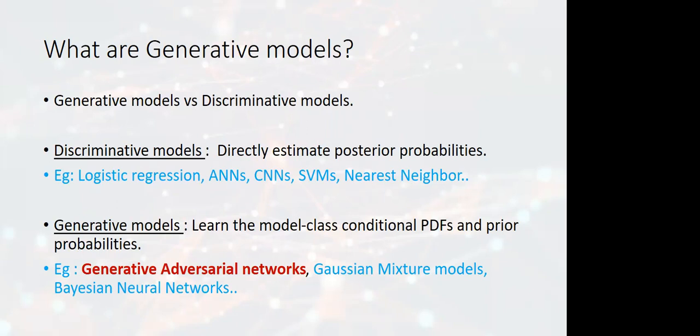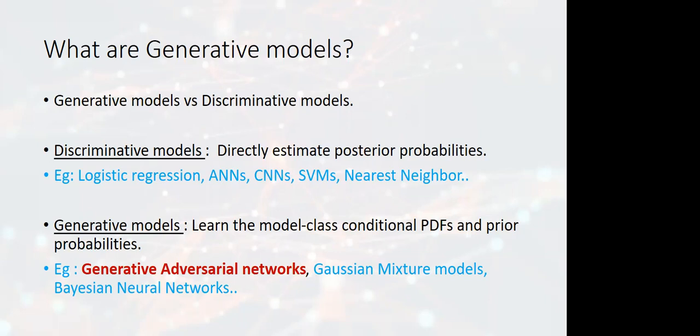So what are the differences between a generative model and a discriminative model? Let's formally define them. A discriminative model directly estimates the posterior probabilities. This could mean simply doing logistic regression, artificial neural networks, convolutional neural networks, support vector machines, or nearest neighbor algorithms. These all fall under the category of discriminative models.